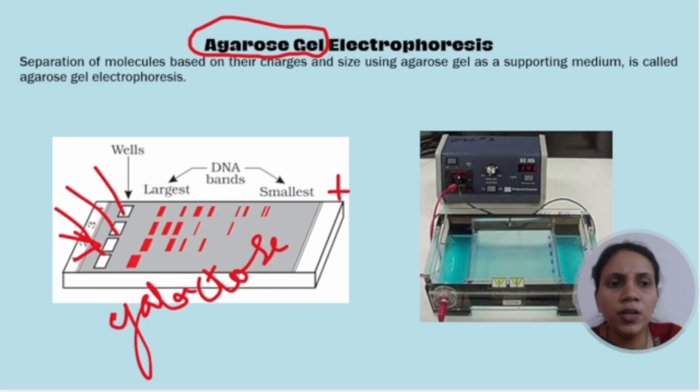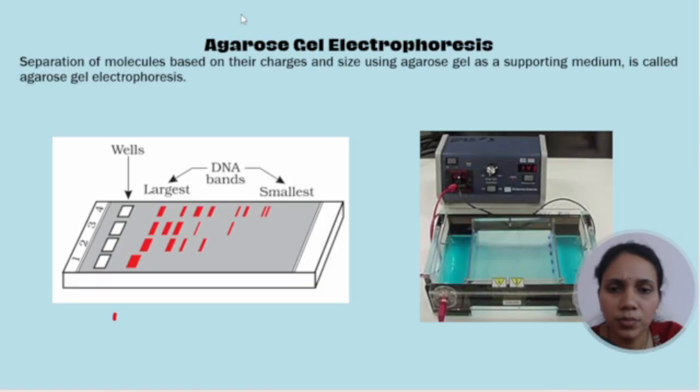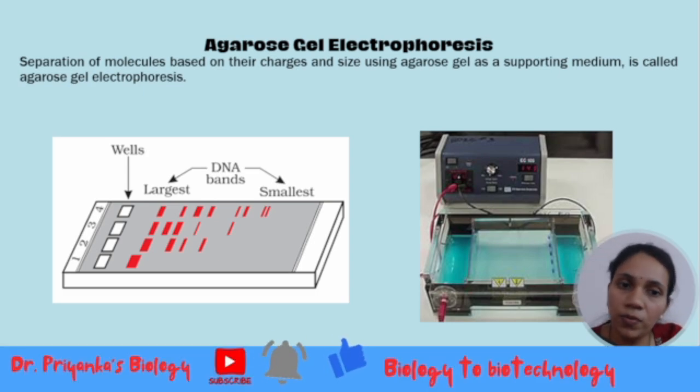Normally what we use is 0.8%. Most of the experiments, we use between 0.8 to 1% of agarose gel. Then we have to standardize the method based on the study that we are conducting. If we know the composition of the product very well, then we can determine the concentration of agarose to be used. But mostly it is between 0.8 to 1%.